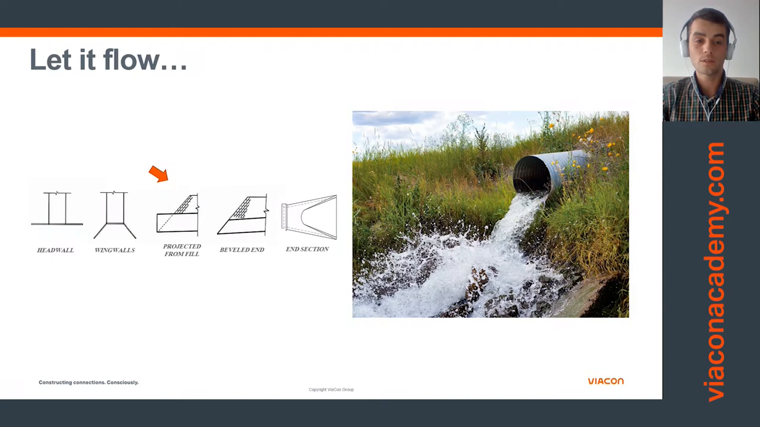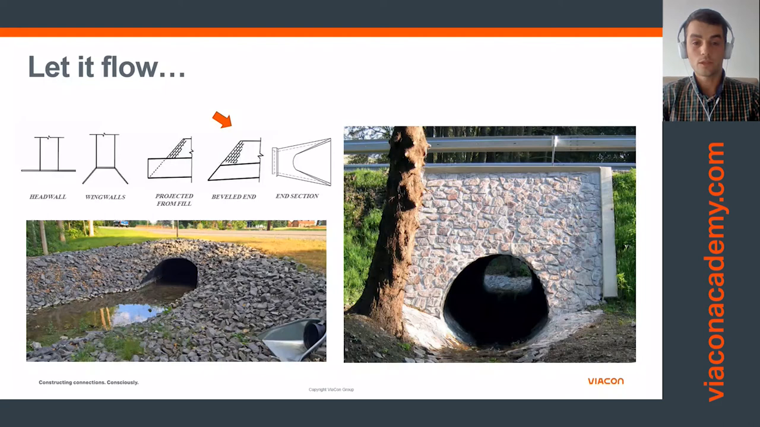Considering the hydraulics of this type, I must say that the energy losses, especially at the inlet of the culvert, are significant. One better arrangement, both from a hydraulic and aesthetic perspective, is the beveled ending, where the pipe is cut flush to the embankment, as you can see in this slide.